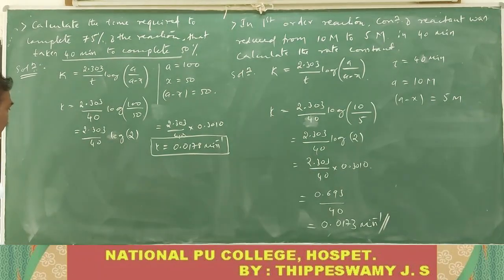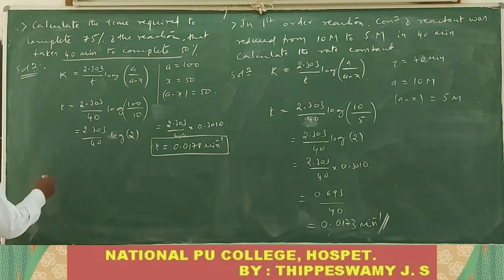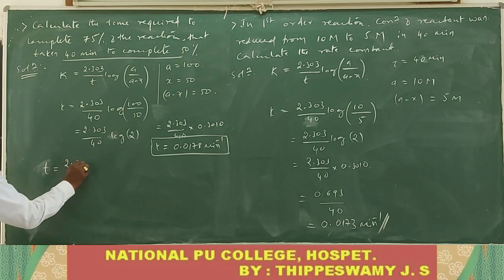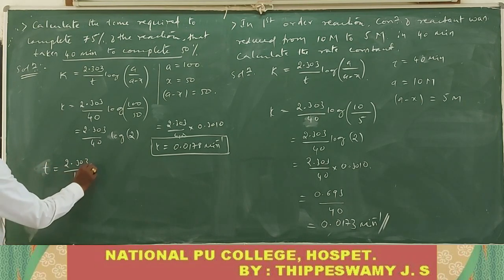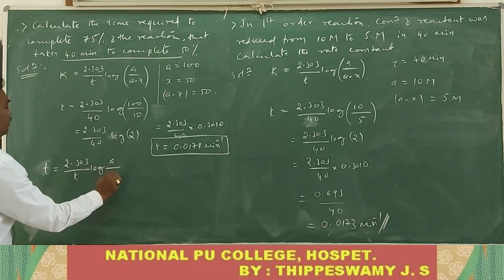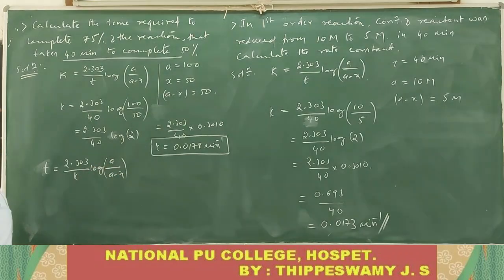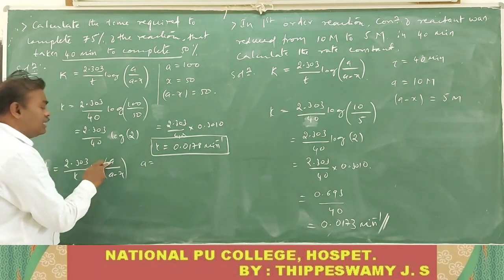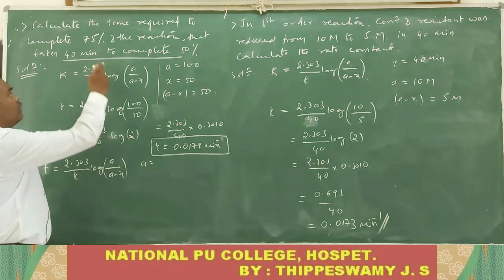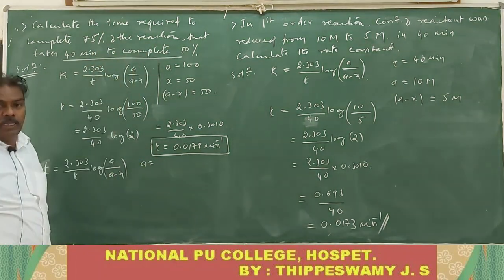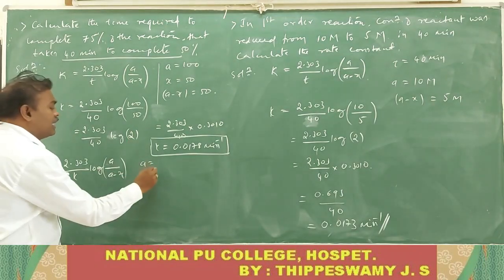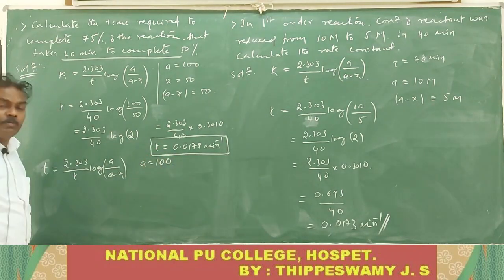Can you tell me now? Time t is equal to 2.303 divided by K into log of a by a minus x. Now a means the initial concentration. It is given in terms of percent only, so you have to take percent, that is 100. Initially that is 100% only.